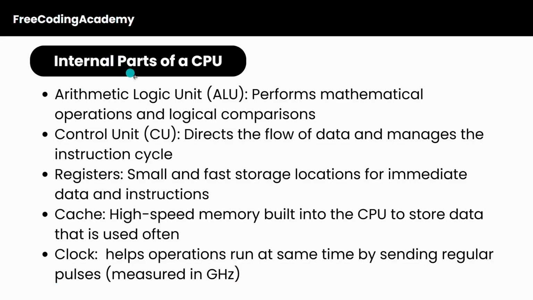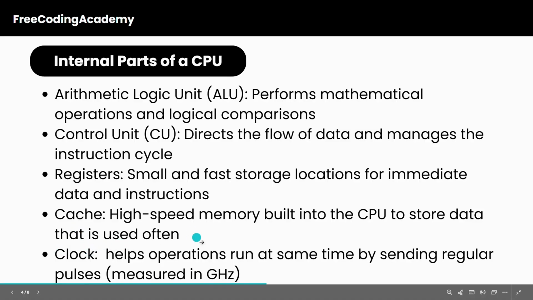Next up, what are the internal parts of a CPU? So first up, you have the arithmetic logic unit, and this performs mathematical operations and logical comparisons. Next, you have the control unit, and this directs the flow of data and manages the instruction cycle. Next, you have registers, and these are small and fast storage locations for immediate data and instructions. Next, you have cache, which is high-speed memory built into the CPU to store data that is used often. Next, you have a clock, and this helps operations run at the same time by sending regular pulses measured in gigahertz.